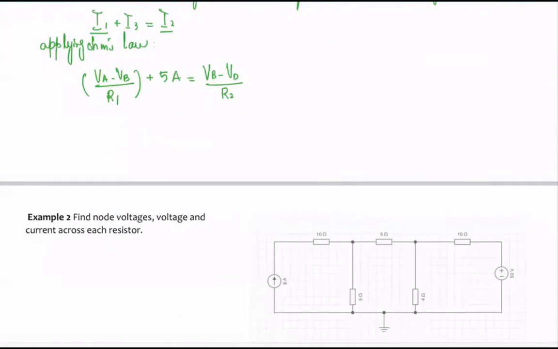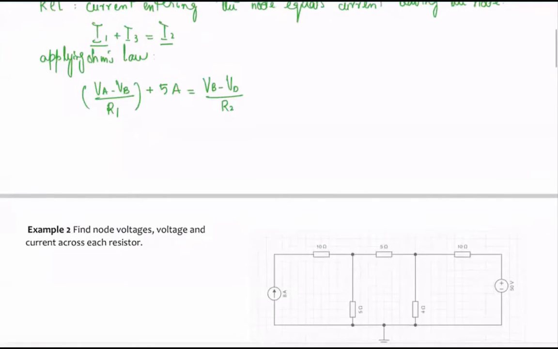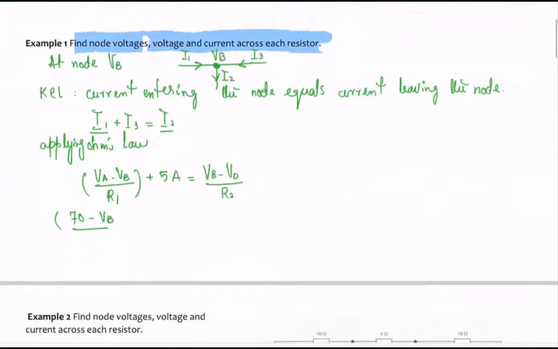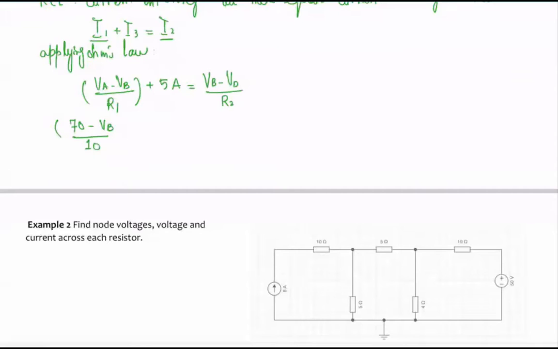So let's plug in the values for R1 and all the known values here. VA we already know is 70, correct? 70. VB is what we are trying to find out. R1 is given as 10 ohms. Then I have 5 amps, equals VB. Again, this is what we are trying to figure out. VD is 0, so this will be VB divided by R2, and the value of R2 is 5 ohms, so I get 5 here.